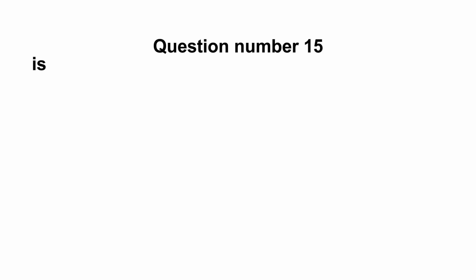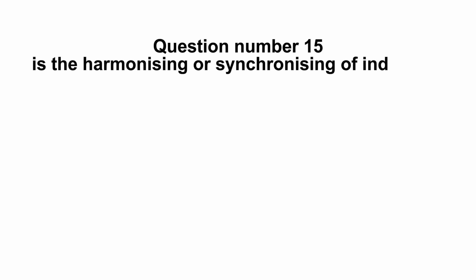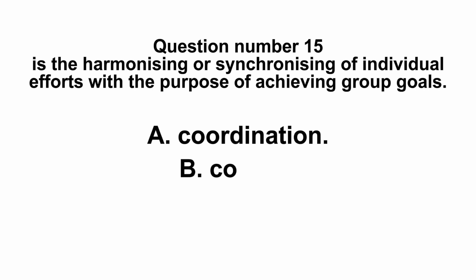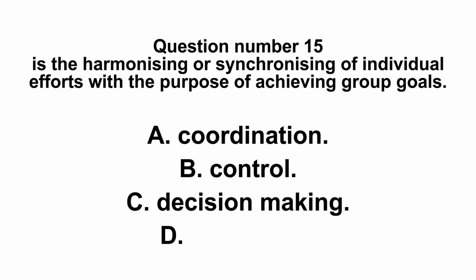Question number 15. The harmonizing or synchronizing of individual efforts with the purpose of achieving group goals. A. Coordination. B. Control. C. Decision-making. D. Delegation. And the correct answer is A.